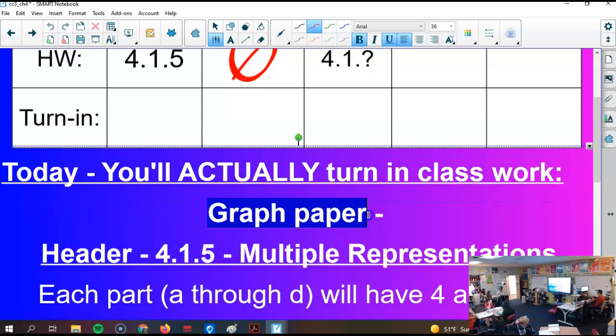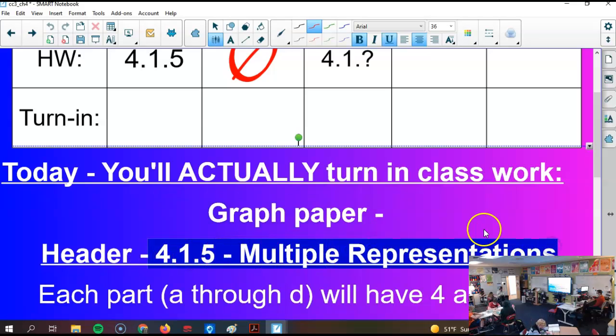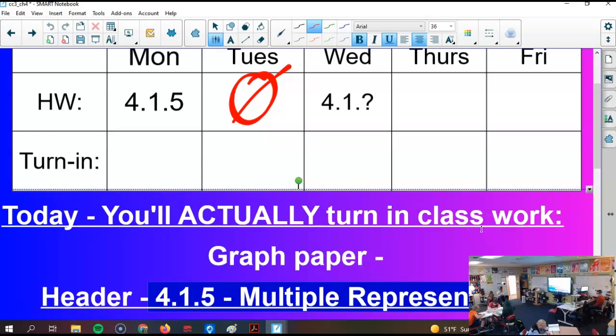On your graph paper, we're all going to head that graph paper with your name, of course, and then 4.1.5 multiple representations. Do that right now. 4.1. You could rip it out if you want, but if you don't, I have paper for you. 4.1.5 multiple representations. Do we have this written down on our paper? Do you have that written down on your paper? Header.